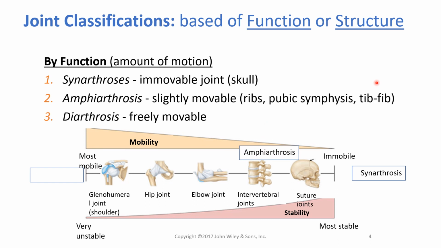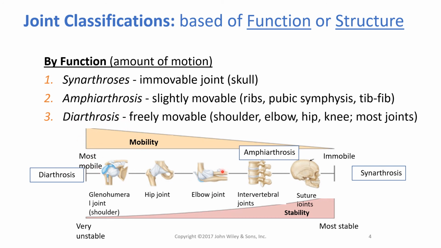You can also see that in your ribs and at your pubic symphysis and down at your tib-fib joint or tibia-fibular joint. We just use this as a common term, tib-fib. But on your quizzes, make sure you write tibia or fibula. Don't abbreviate like this. Last one would be diarthrosis. So those are the most movable, and that would certainly be this shoulder and hip. Actually, all your synovial joints are going to be diarthrotic.